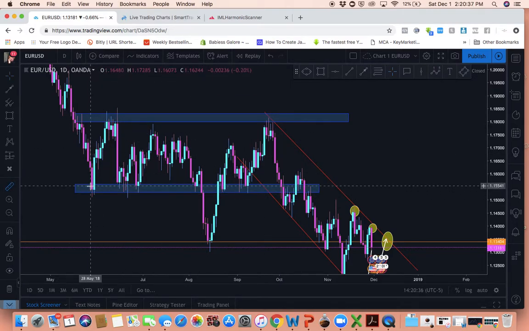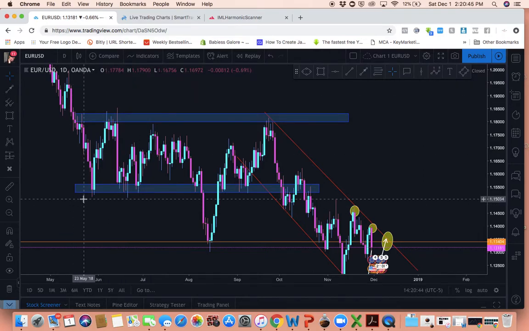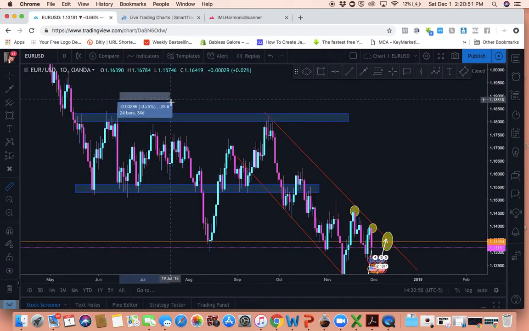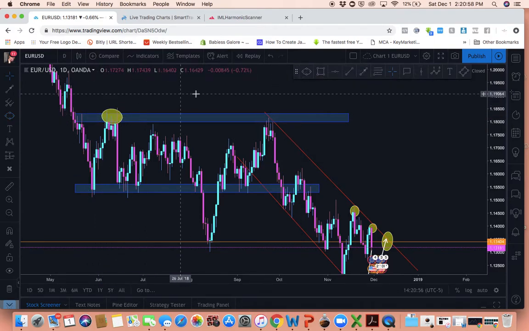You got in for a buy here, and you caught 259 pips. Imagine that at $1 a pip, that's 257 pips. At $10, that's $2,500. Then you get here, and now you're at an area that's overbought. And now you want to sell. So you sell back down to that oversold area.